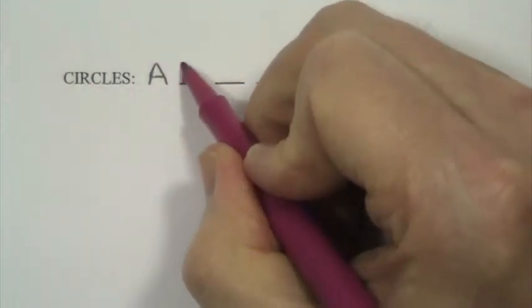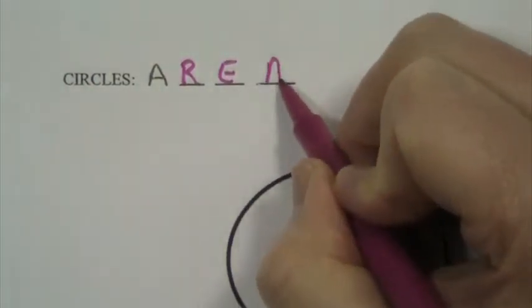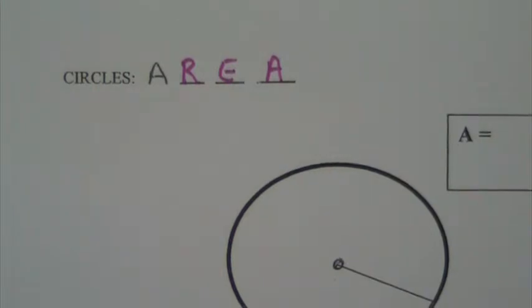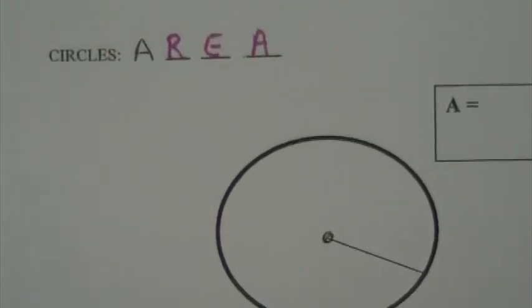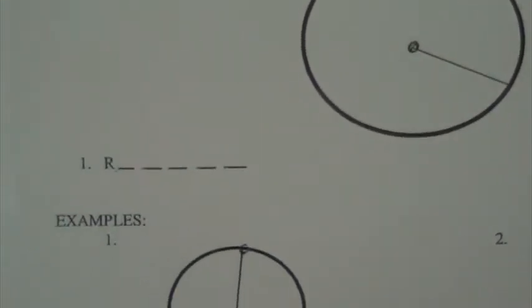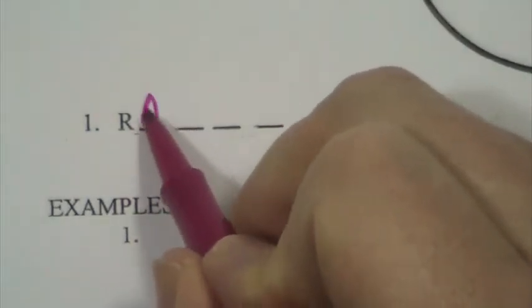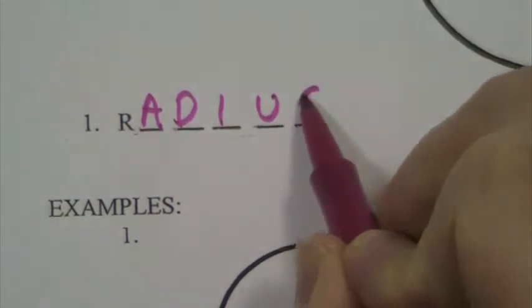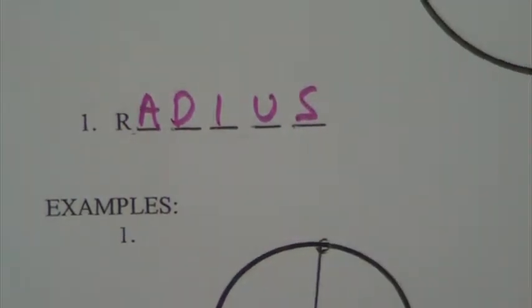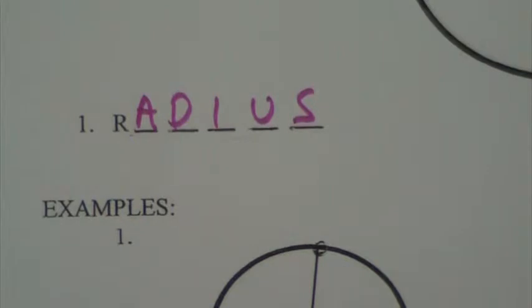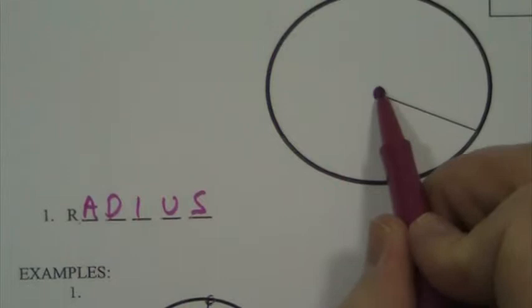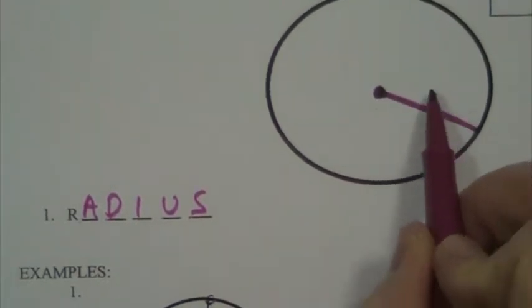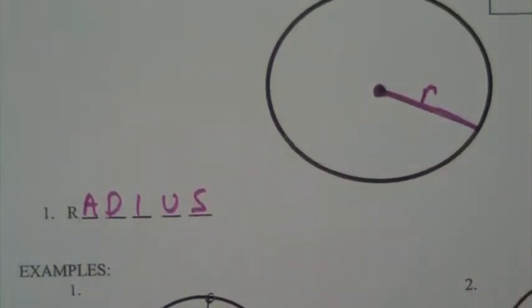Okay, today we'll be learning about area. Area of a circle. The only term we really need to discuss right now is this one right here, radius. And we know from before, the radius is from the center to the outside. That's our radius.